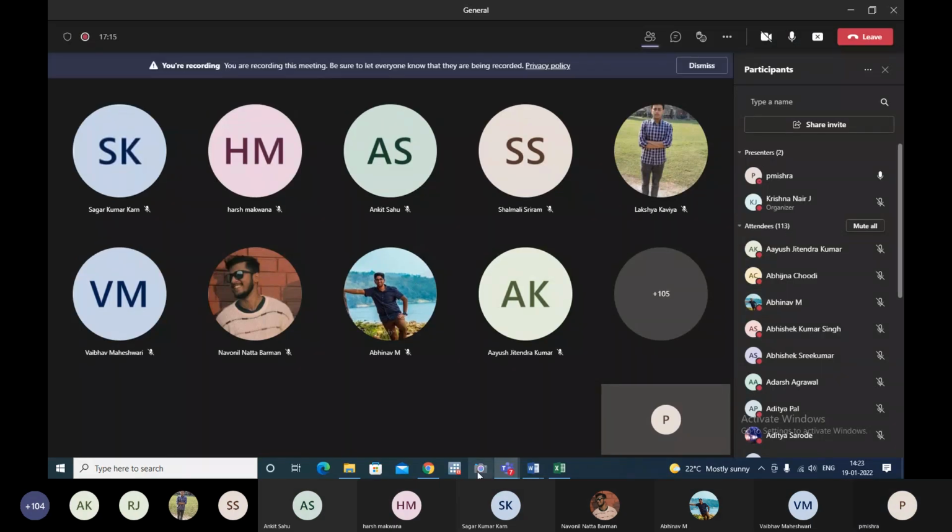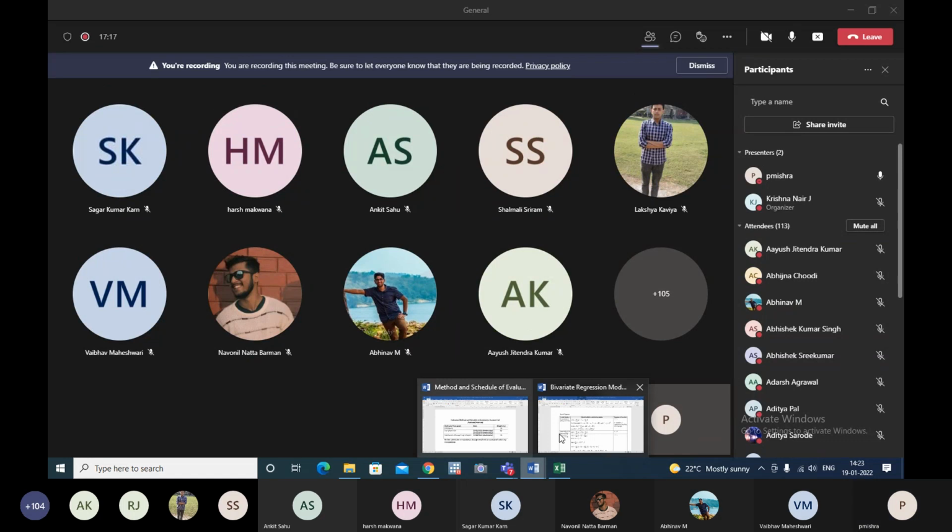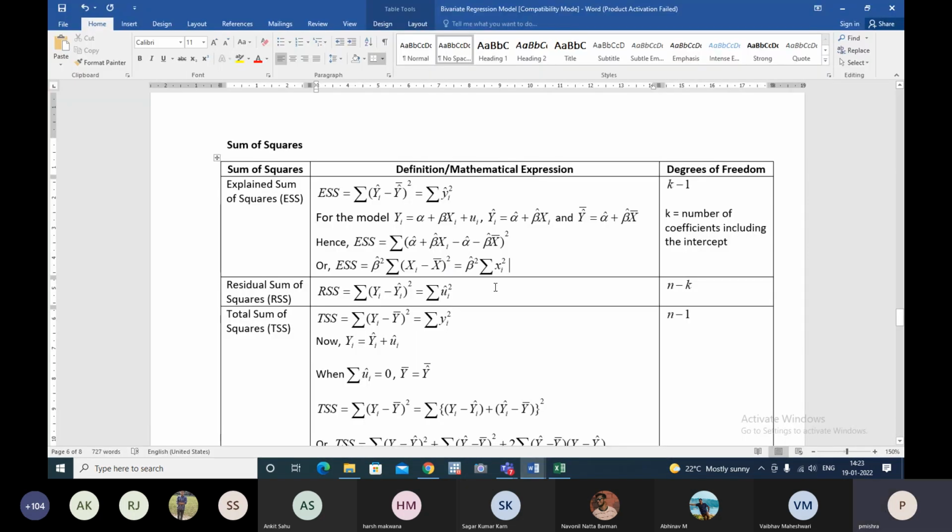Yeah. So if you see this part of the handout, here we have basically added the different concepts of sum of squares.